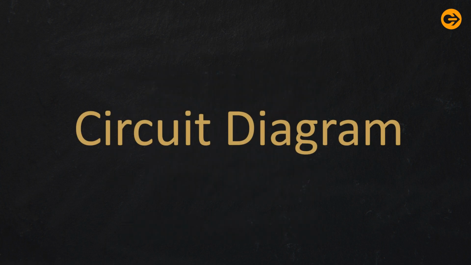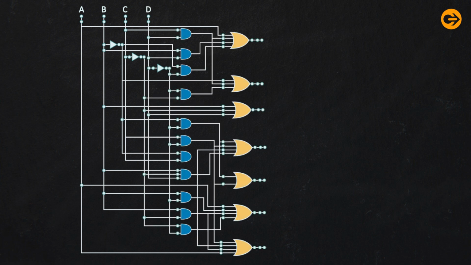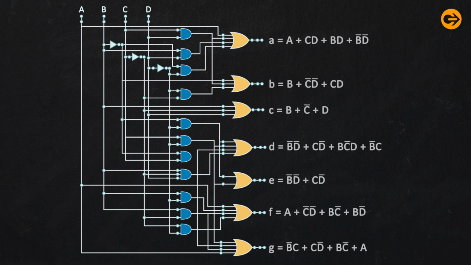The above Boolean expressions obtained from the K-map can be implemented in the circuit diagram. Here, A, B, C, D and their complements are passed through the AND and the OR gates to obtain the 7-segment Boolean expressions.